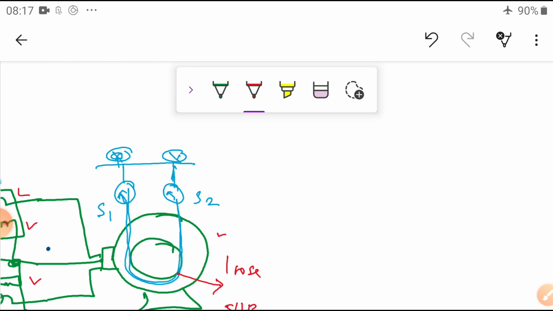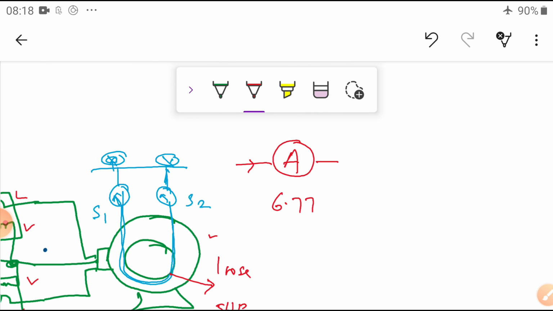So what has happened here? The ammeter is always connected in series only. For example, here what is the rated current? 8.67 amperes is given. So anyway, you have to use a 0 to 10 amperes ammeter, and this is AC, so you can use the MI, the moving iron instrument.